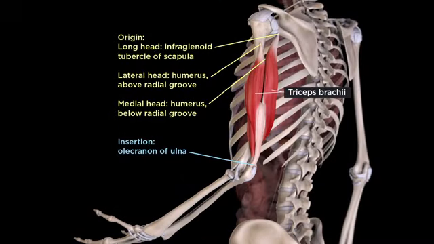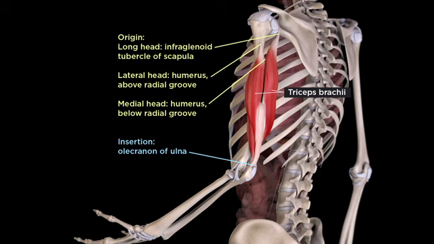Now, let's move on to the posterior compartment of the arm, where many references say only one muscle, the triceps brachii, lives. But we'll also take a look at another seldom discussed muscle, anconeus. Triceps brachii has 3 heads.